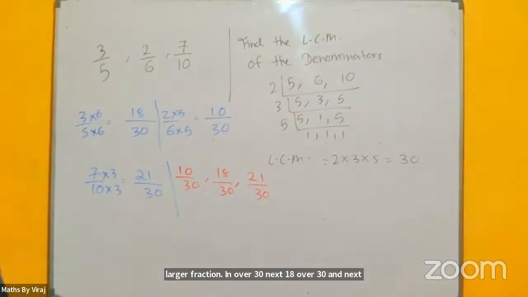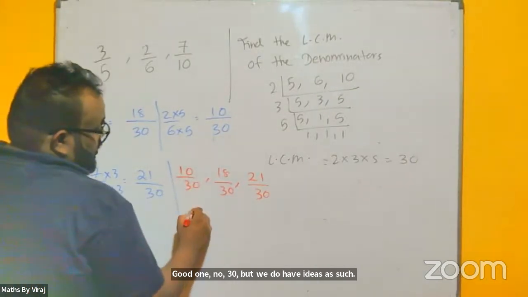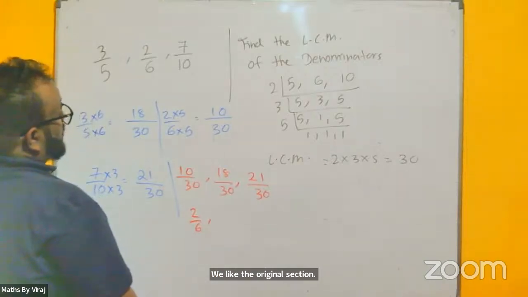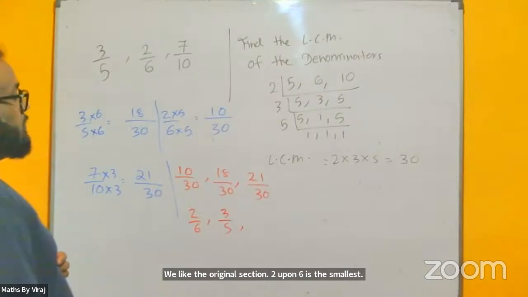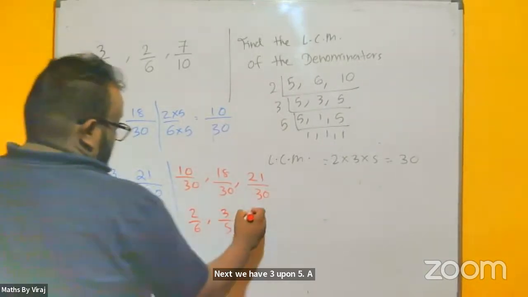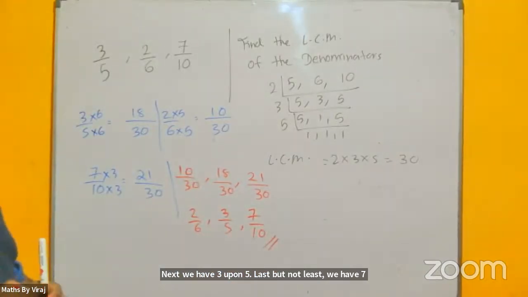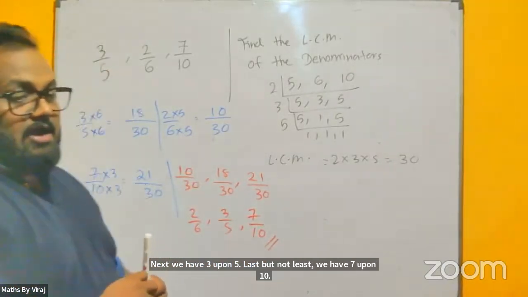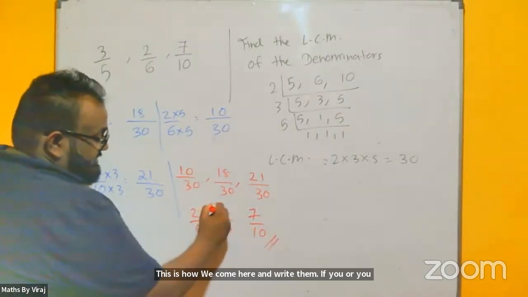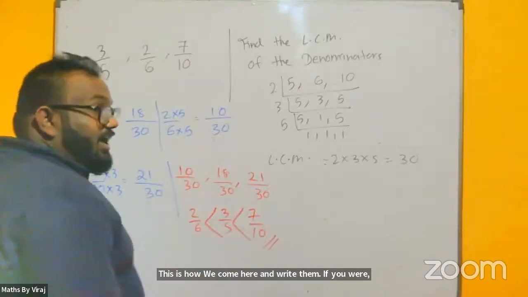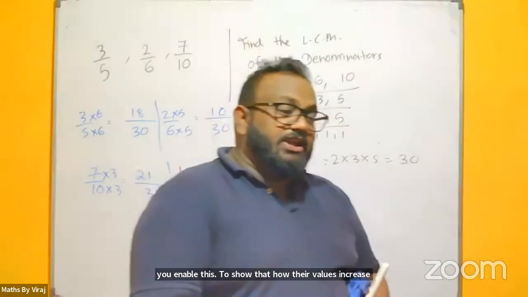But we do not write the answers as such. We write the original fraction. 2 upon 6 is the smallest. Next, we have 3 upon 5. And last but not least, we have 7 upon 10. This is how we compare and write them. If you want, you may put this to show how the values increased from one fraction to the other.